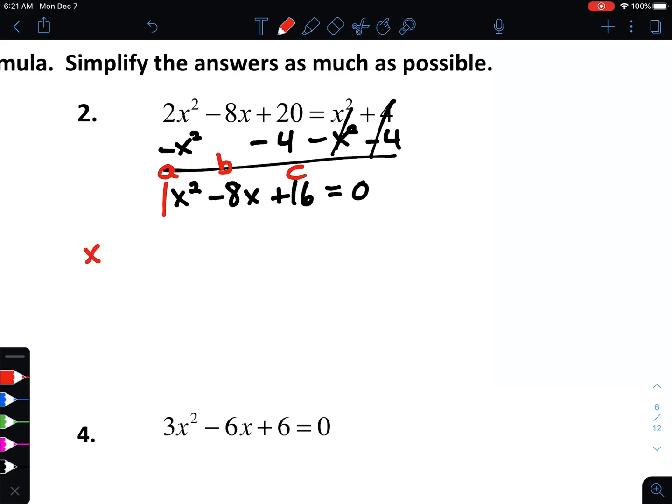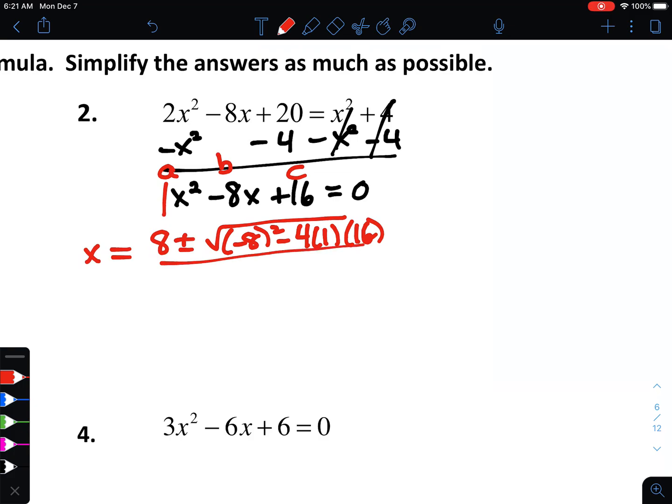So we're going to take x is equal to the opposite of b. Opposite of -8 is +8, plus and minus the square root of b squared, which is -8 squared, minus 4 multiplied by a, which is 1, multiplied by c, which is 16, all over 2a, so 2 multiplied by 1.